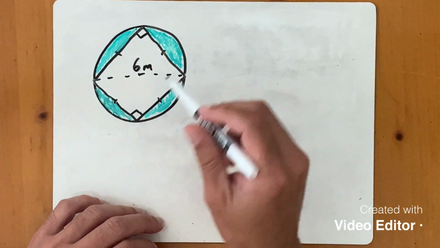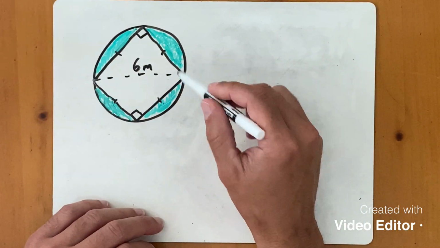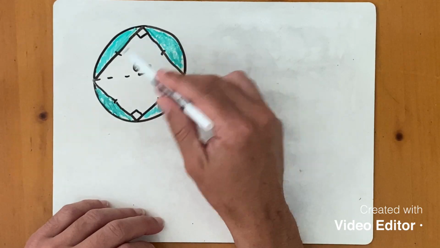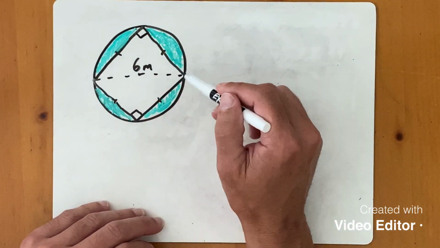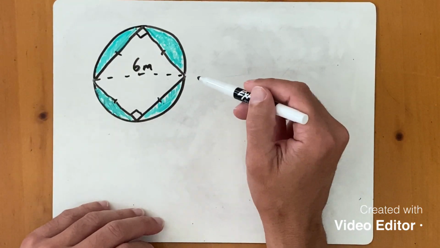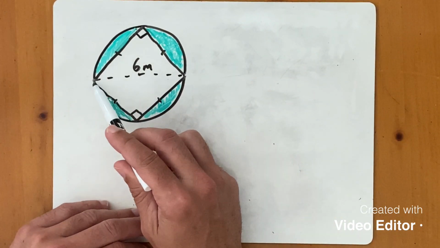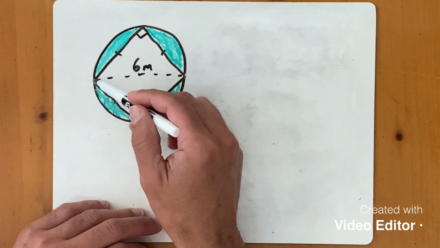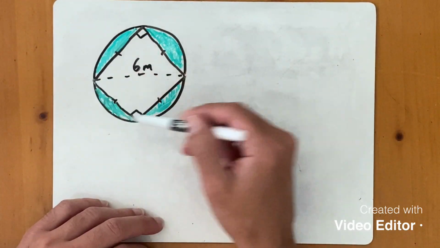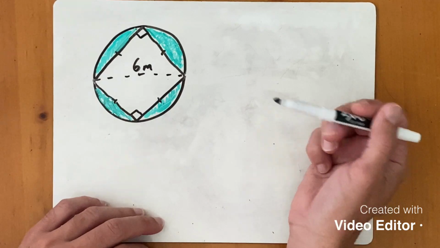All right, so we have a circle, and then we have a square shape that's inscribed inside that circle. Remember, inscribed means that each vertex is on the circle, all right? And so we've measured from one corner to the other corner is 6 meters. That also represents the diameter of our circular shaped garden.